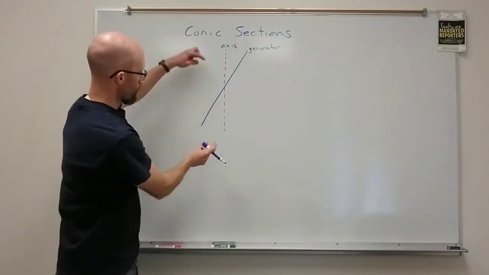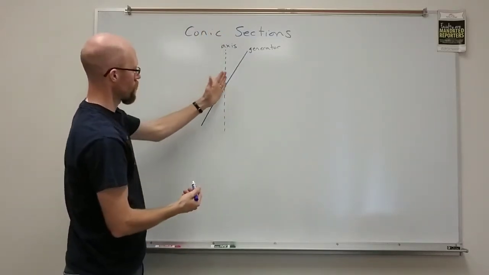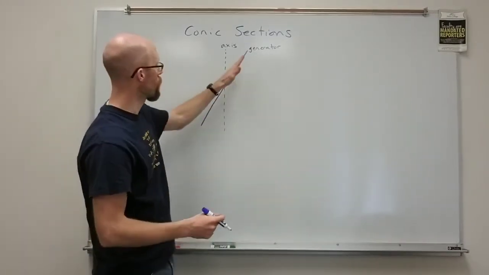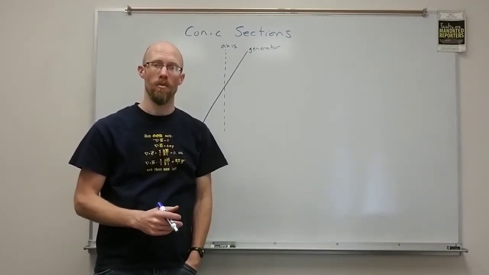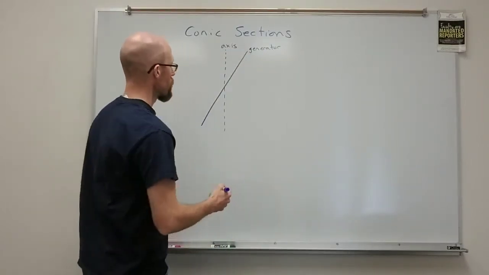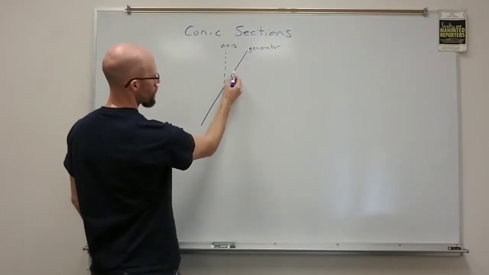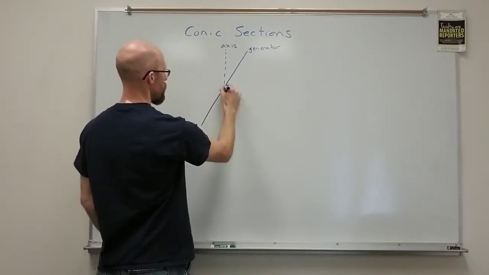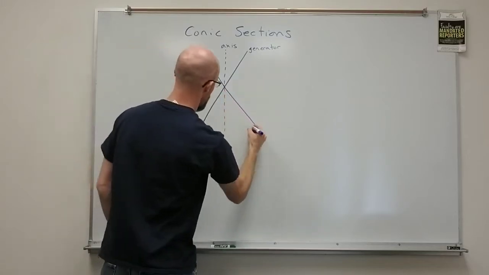Then what we're going to do is rotate this whole figure. We're going to spin it around the axis. And so this generator is going to sweep out a surface. Every resulting line at any point in time will be on the cone. And so what we will end up with is each point on this generator sweeps out a circle. And the edge of each of those circles will lie on a line.